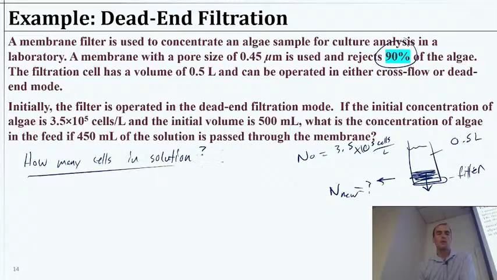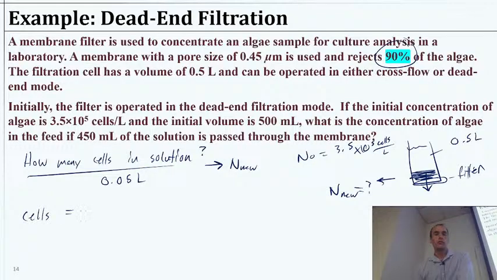And then all we have to do is divide that by the remaining water. This will give us the new concentration. Okay? So all we have to do is figure out how many cells were there in the first place, subtract how many cells left by making it through the membrane, and then divide it by the remaining volume. Okay?